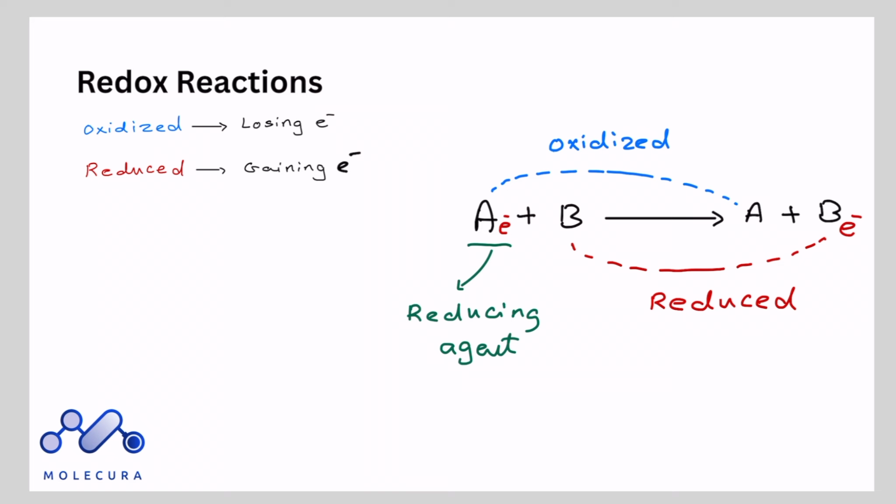On the other hand, our B is getting reduced itself, but it's causing oxidation to happen to A. A is getting oxidized because B has gained the electron. So our B can be called the oxidizing agent. So this in a nutshell is how redox reactions happen. These reactions happen many times. It could happen through glycolysis. It happens multiple times through the TCA cycle, and the electron transport chain is transporting electrons using redox reactions. So it's important to understand what is happening during these reactions to be able to better understand the next topics.